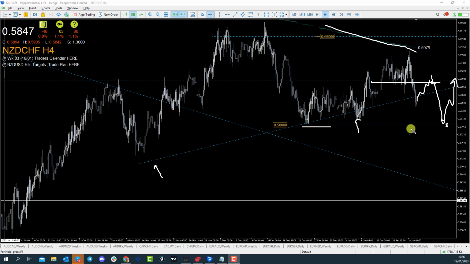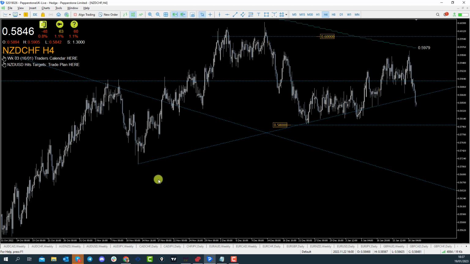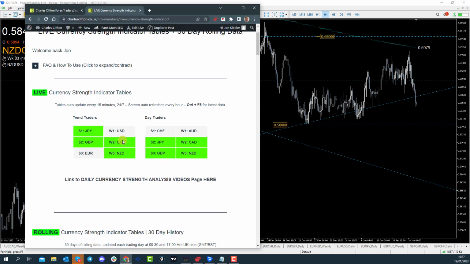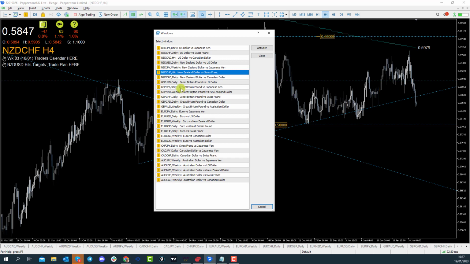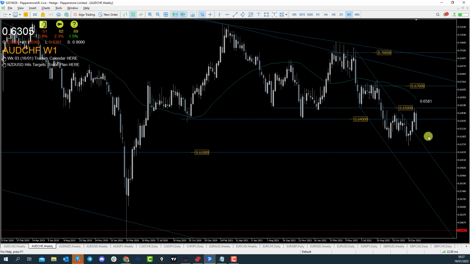So that to me is all pointing towards the downside here, or some confluence pointing towards the downside. If we go to another chart of interest, that still involves the Swiss franc. If we jump up to the tables again, you can see Aussie Swiss is the top currency pair to look at from a day trading perspective. Here we go. So Aussie Swiss is also looking for potential downside.